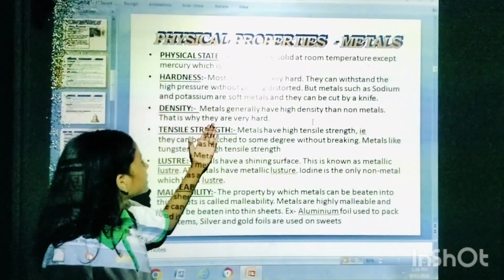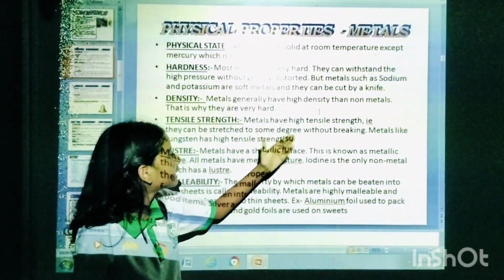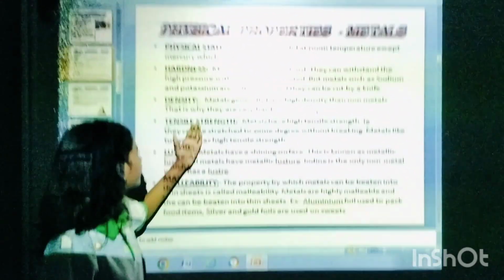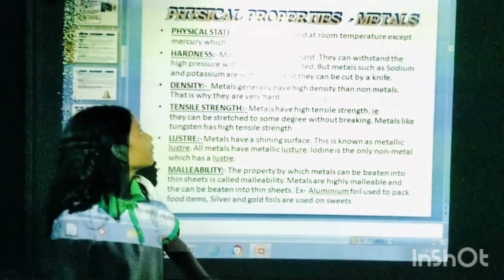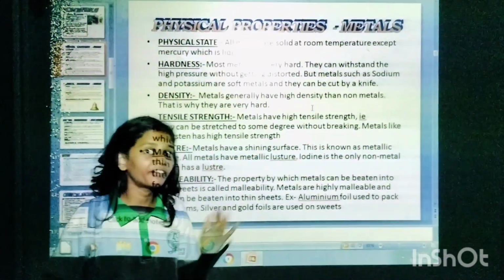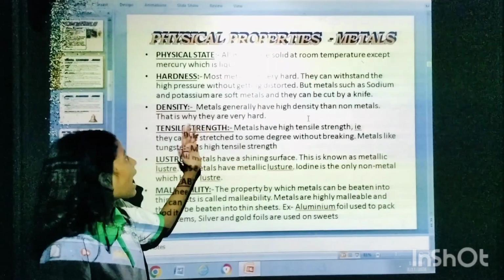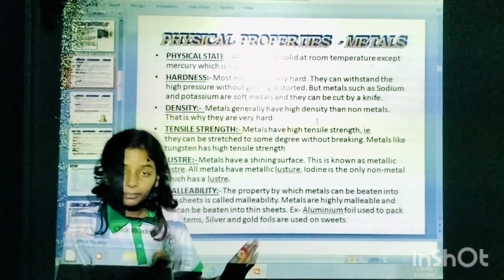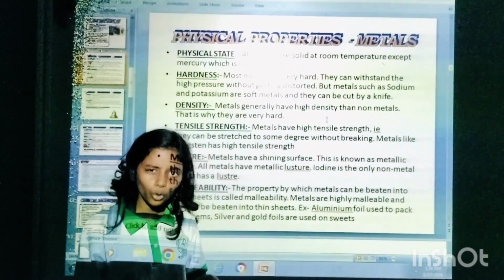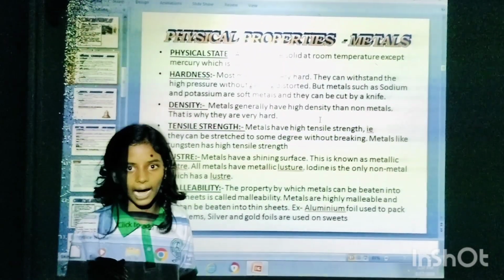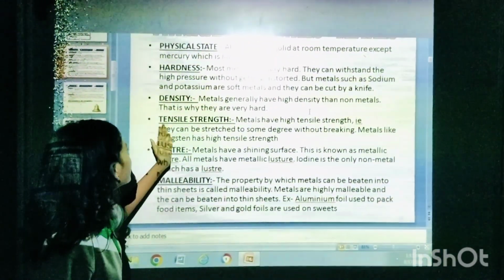Density. Metals generally have higher density than non-metals. That is why metals are very hard, and non-metals have low density, so they are not as hard as metals. Tensile strength.